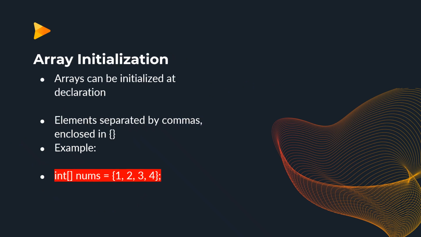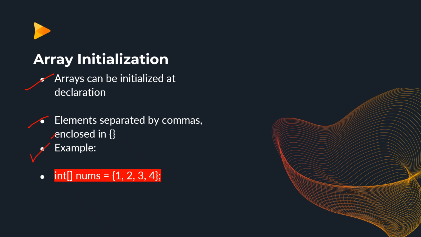Now we are going to see array initialization. Arrays can be initialized at declaration. We can declare first and initialize afterwards, or we can directly initialize the array whenever we are declaring it. Array elements are separated by commas and enclosed in curly brackets.